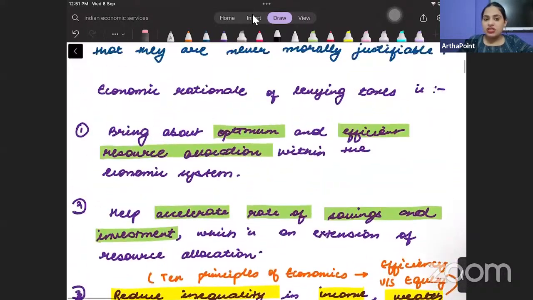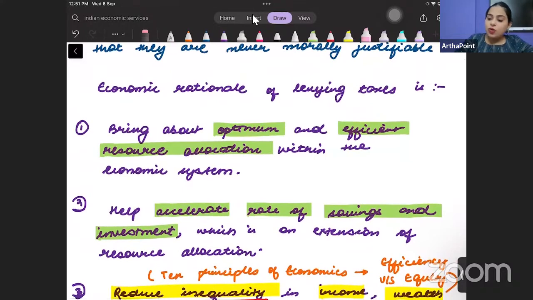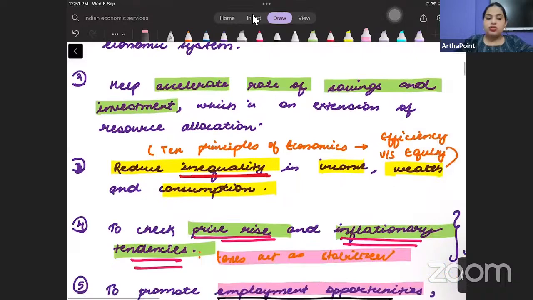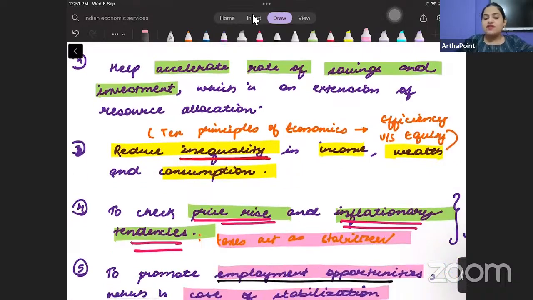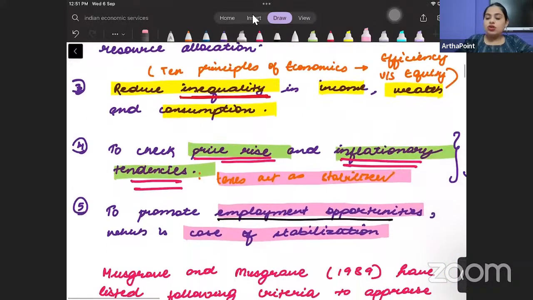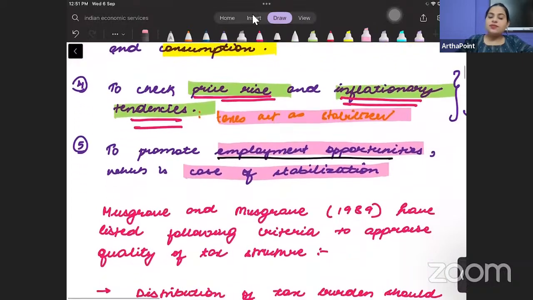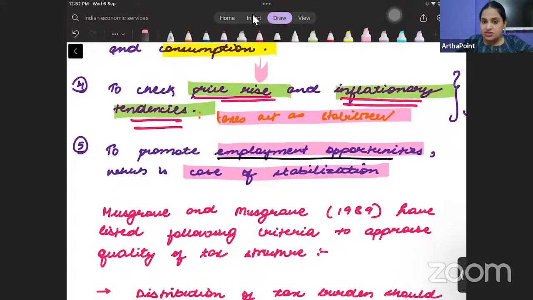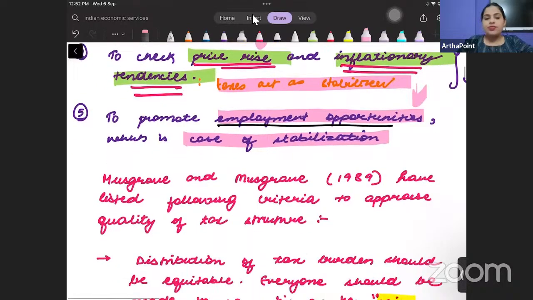Let's quickly look once again. Why do we want to charge taxes? For optimal and efficient resource allocation, to accelerate the rate of savings and investment, to reduce inequality in the economy, and to make sure that we can check on the prices and check on the employment. We have written these 5 points.